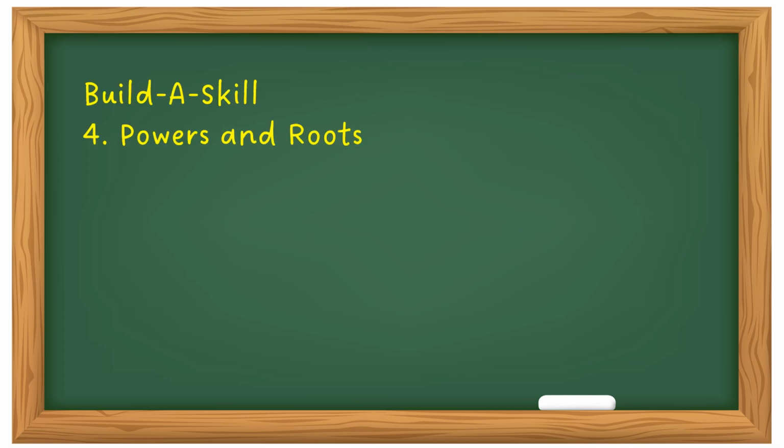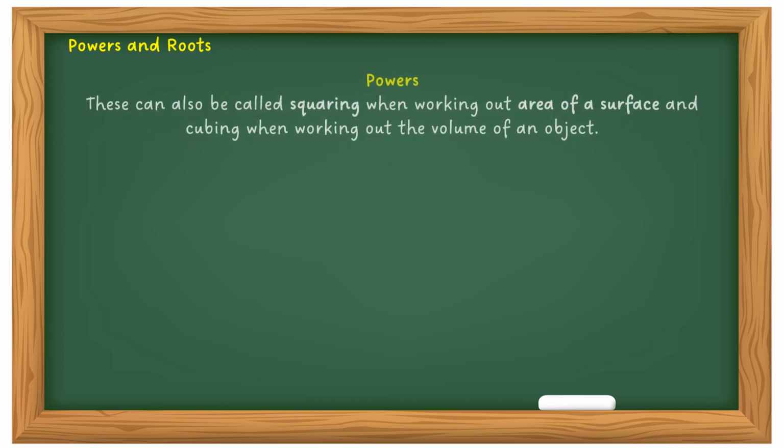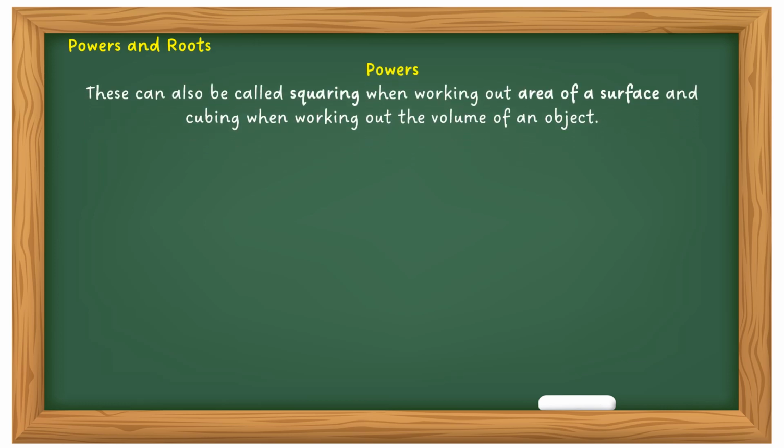Now let's look at skill 4, powers and roots. Powers can also be called squaring when working out the area of a surface, and cubing when working out the volume of an object. These will be displayed with a 3 and that little 2, that's called squaring, or 3 with that little 3, or any number with these little numbers, and that's called cubing. In that example, 3 to the power of 3.